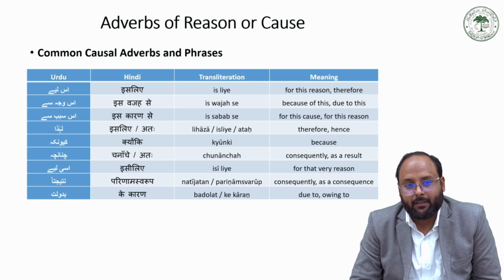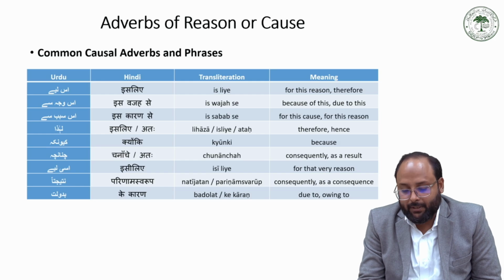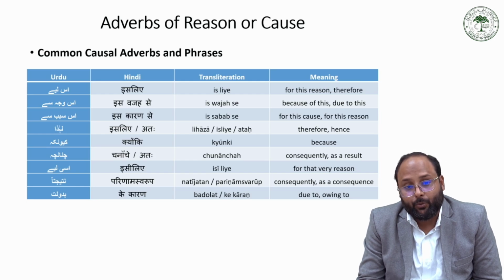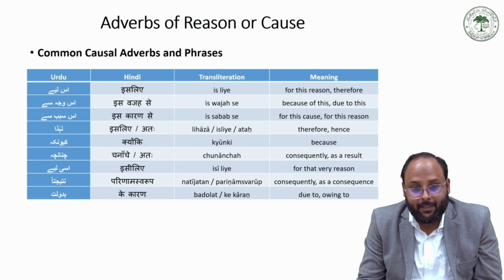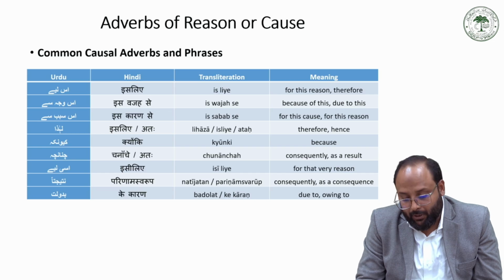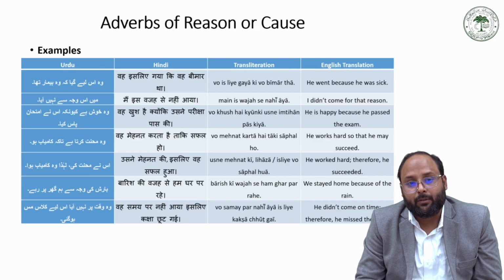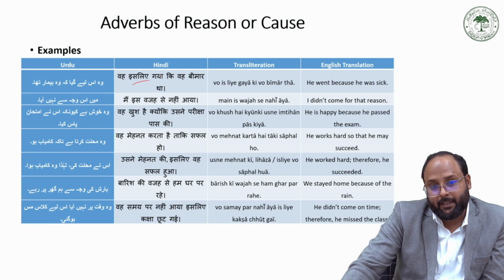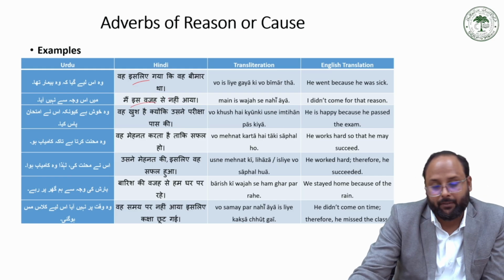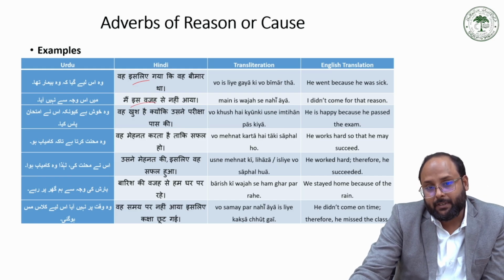So these are the adverbs like इसलिए, इस वजह से, इस कारण से और इस सबब से, इसलिए और अतः और लिहाजा in Urdu, क्योंकि, चुनांचे, अतः और इसलिए, नतीजतन, परिणाम स्वरूप और बदौलत के कारण. So like वो इसलिए गया कि वो बीमार था. So that is the इसलिए used in the connected sentence. मैं इस वजह से नहीं आया. इस वजह से is the adverb here, which is the adverb of reason and cause. वो खुश है क्योंकि उसने परीक्षा पास की है.